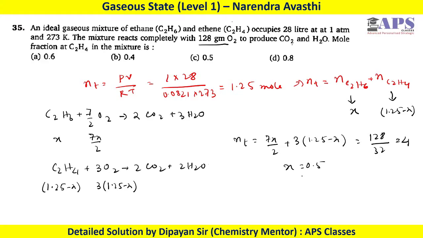So now we have to find the number of moles of individual C2H4 and C2H6, then we have to find the mole fraction of C2H4. So mole fraction, that is chi of C2H4, equal to number of mole of C2H4 divided by total mole of the system. So number of mole of C2H4 is 0.75 and total mole is 0.15, hence mole fraction is 0.6. So option A will be the correct option.